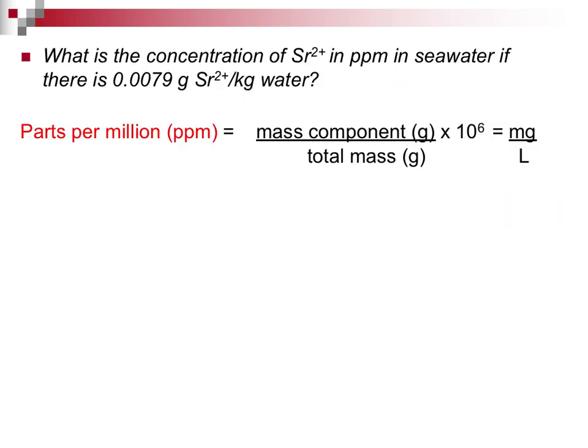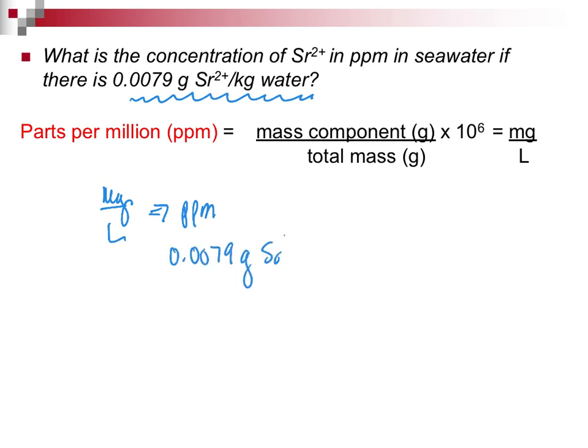The second one, it is tricky. It is and it isn't. So I'm going to show you something that they have in your textbook. Maybe you've seen it, maybe you've not. It says we have 0.0079 grams of strontium 2+ in a kilogram of water. The way to look at this one is, if I can turn this into milligrams per liter, I will have ppm.